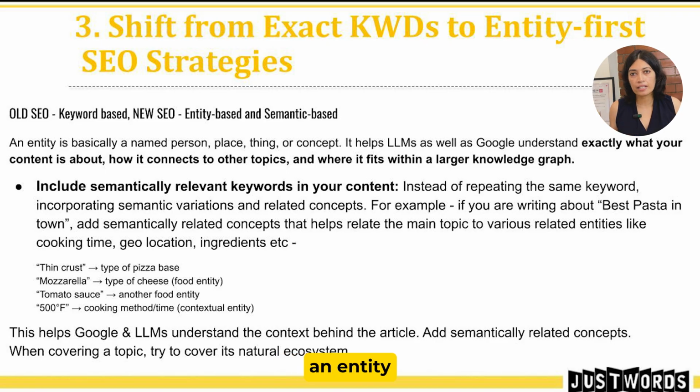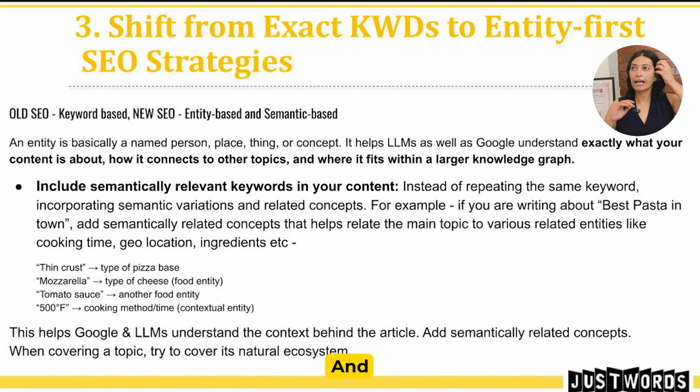So what is an entity? It could be a person, it could be a concept, it could be a thing, but it is identified by Google. It could be a place as well. So entities are already built into Google's knowledge graph. So Google identifies what your topic is by understanding how many entities you have named or referred to in that content.